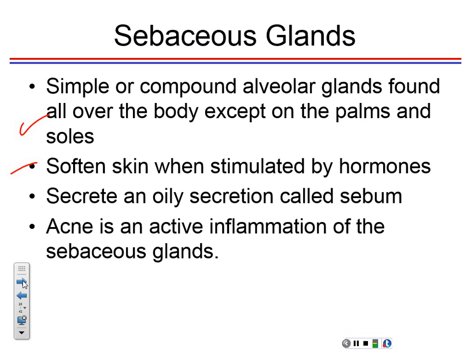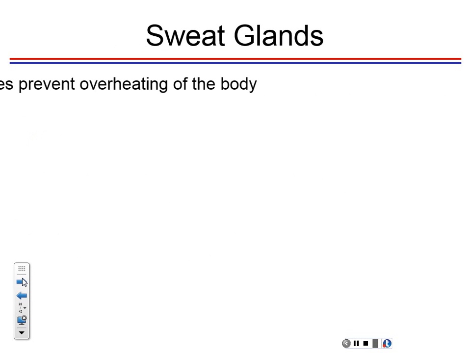And these are what kind of glands? Holocrine, because they secrete the whole cell and then it pops. Remember when we did glands? So acne is because of this inflammation, and acne starts at puberty because these are stimulated by steroids, testosterone, estrogen. So you get the puberty.